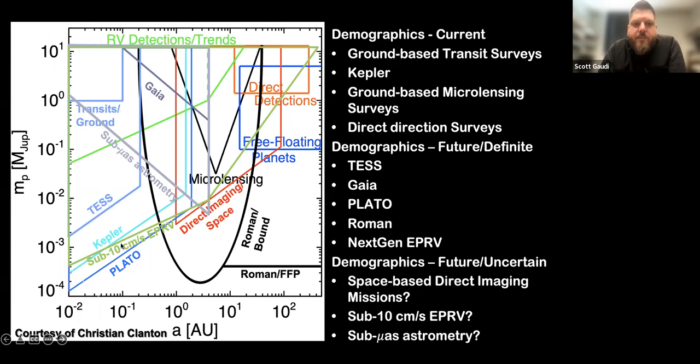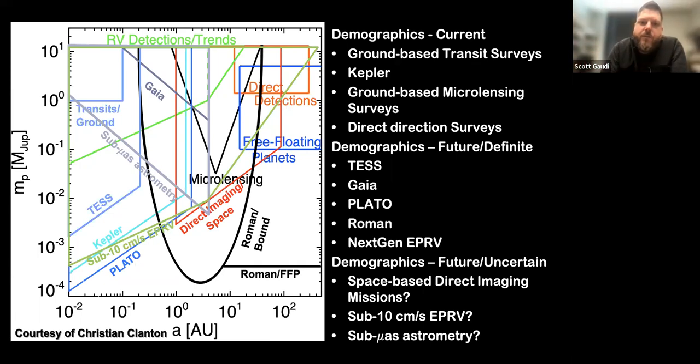If you can get sub 10 centimeter per second EPRV, which people are working very hard on, you can get down to quite low masses, again, including Earth analogs around sun-like stars. And then future direct imaging surveys from space like LUVEX, LUVAR, HABEX would give you a region of sensitivity here. This is set by the inner working angle. This is the outer working angle. And this is basically their contrast curve. Again, these are very approximate.